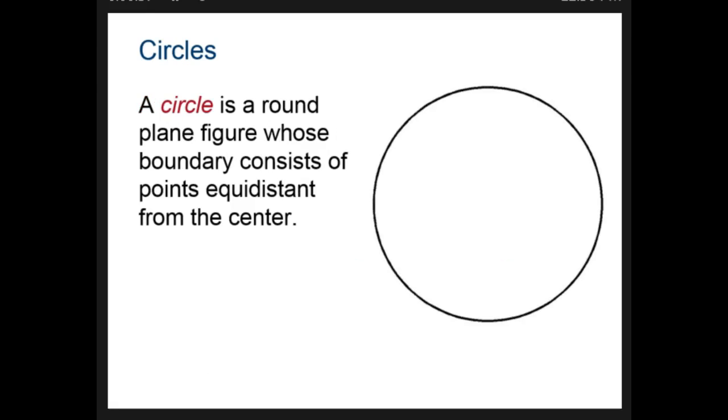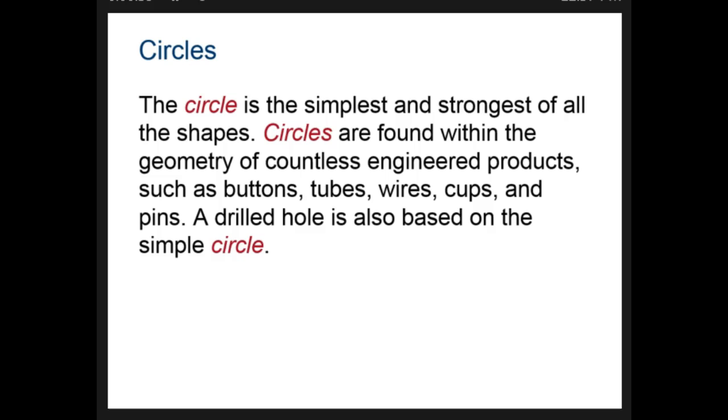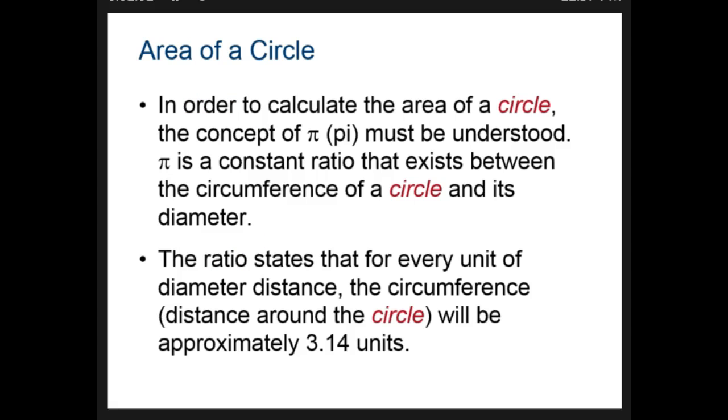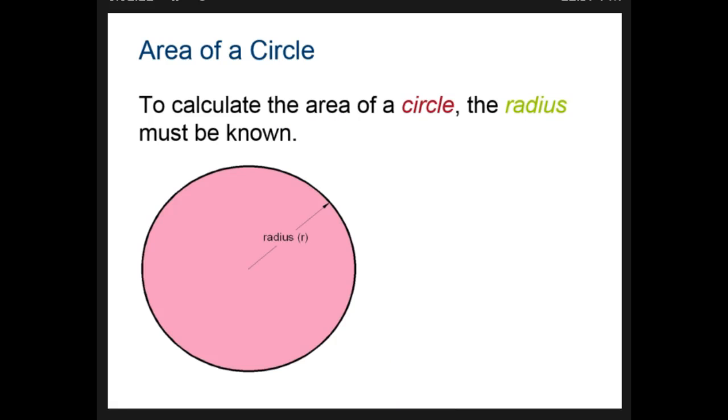Circles, you know what these are. And you should know that we use 3.14 for pi. And pi is written like that. And area of a circle, it's important to remember that radius is from the middle to the outside. You know, this is the formula.